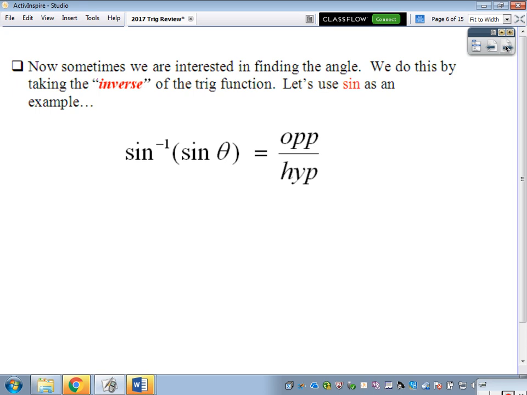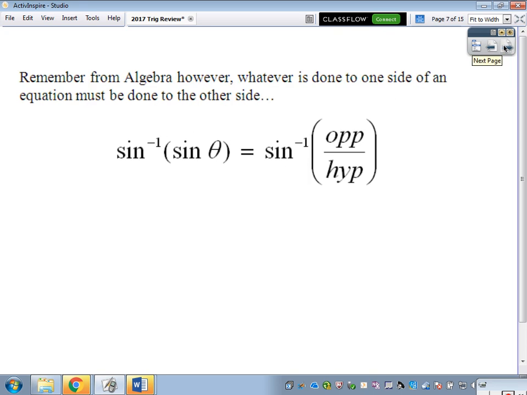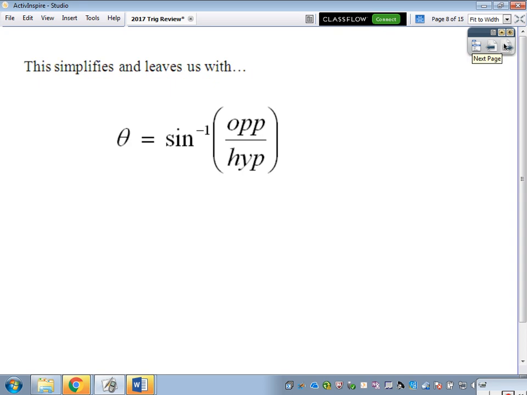Now, algebraically speaking, what we do to one side, we must do to the other. So if we take the inverse sine of one side, we must take the inverse sine of the other. Now, what is the inverse sine of the sine of theta equivalent to? Theta. That's all it is. So now we have theta equals. We have our equation rearranged.